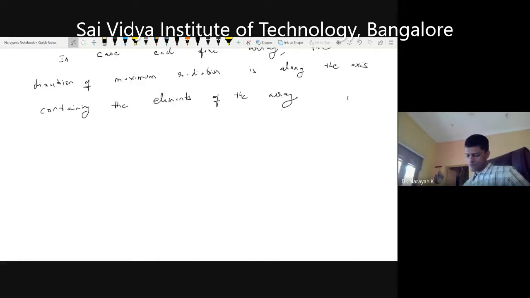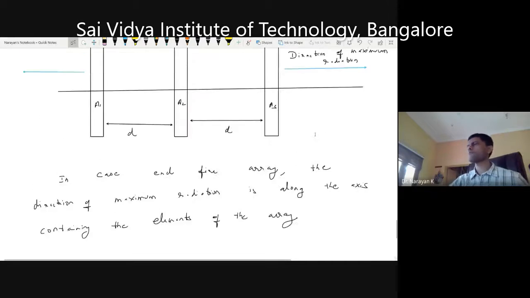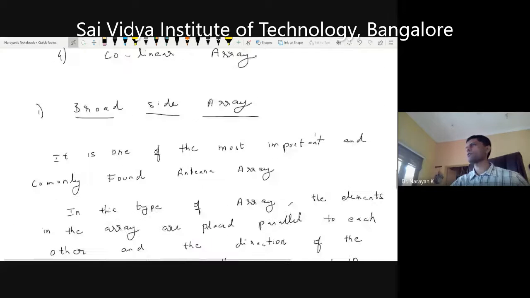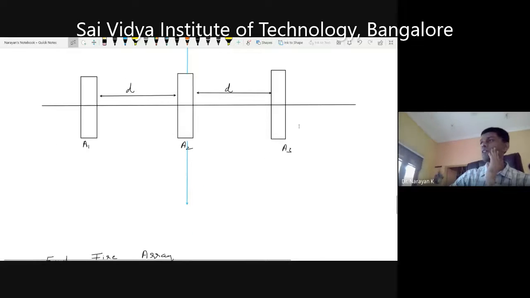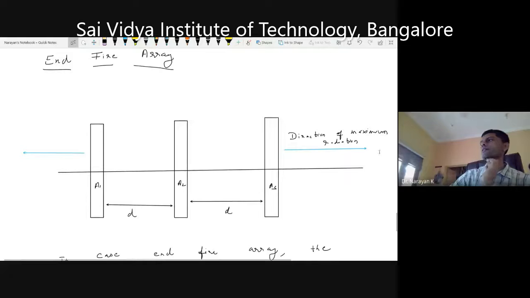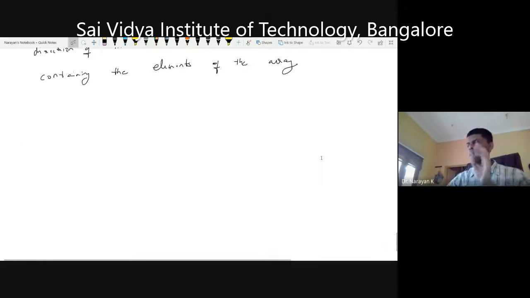Then the other two types of array are the parasitic array and the collinear array. Usually they won't ask what parasitic array and collinear array are. This is what will be asked: what is broadside array? Your direction of maximum radiation is perpendicular to the axis containing the elements of the array, whereas in the end-fire array, the direction of maximum radiation is along the axis of the array.